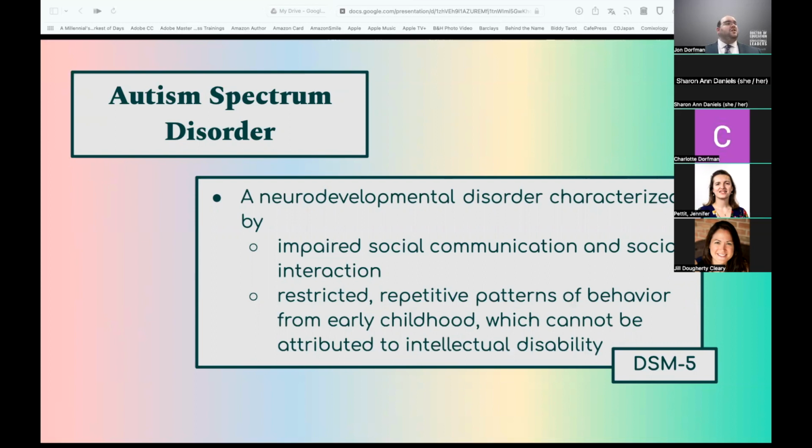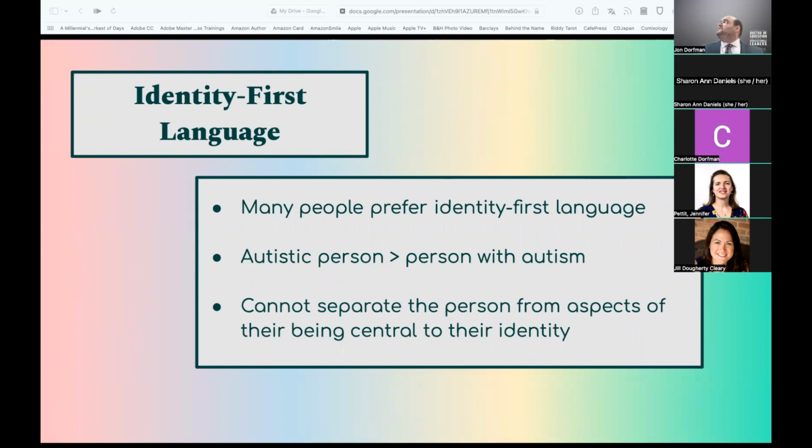We're using identity-first language because many autistic individuals prefer identity-first language. This means saying things like autistic person rather than person with autism. The thought behind this is that you cannot separate the person from aspects of their being central to their identity.